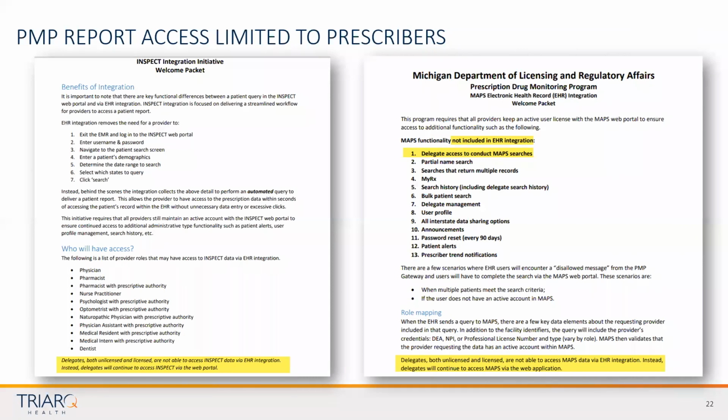They're not really giving us the reasons why, but I've got a screenshot here. On the left is from Indiana and on the right is from Michigan, and I find it fascinating. They're using the exact same verbiage. They're going to great lengths to explain who has access, and they specifically state delegates, both unlicensed and licensed, are not able to access, inspect, or MAPS data via EHR integration. Instead, delegates will continue to access MAPS via the web application. If I had control over this, I'd try to help you out, but it's out of our hands, but I did want folks to understand where this ruling was coming from. All right.